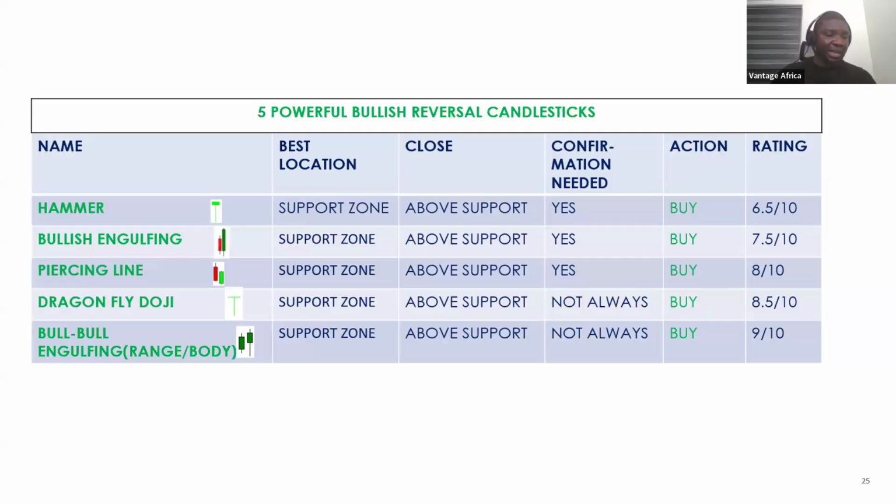If you see these candle patterns anywhere else on the chart, it doesn't count. If you don't see them at support zones, it will not work. You have to see them at areas where the market is already about to reverse. Okay? So that's why I said the opportunities lie around areas where the market is expected to reverse.